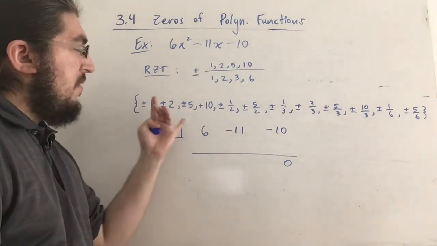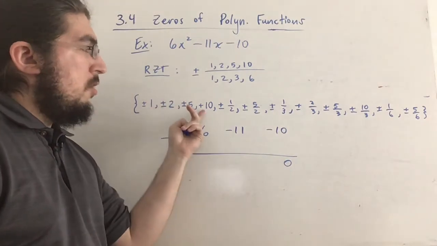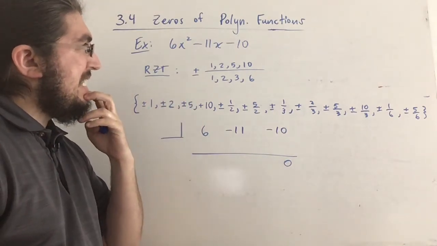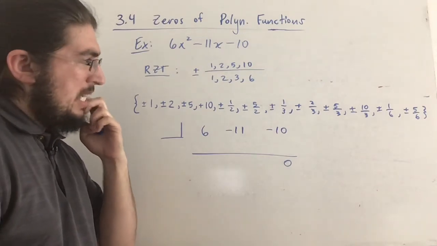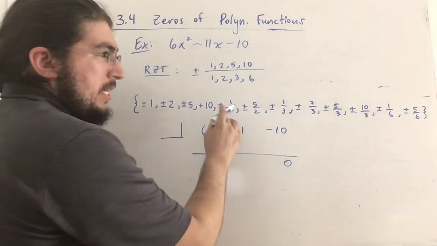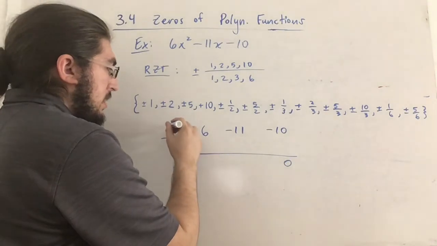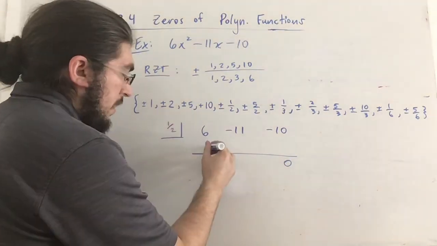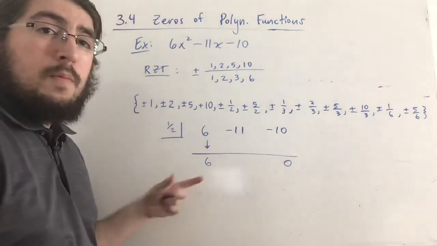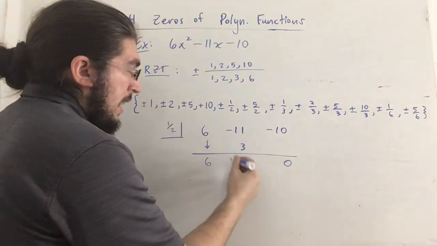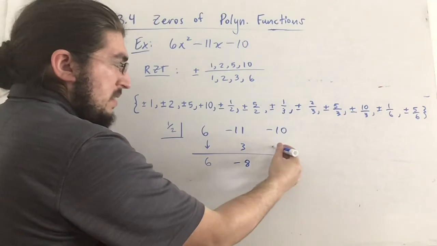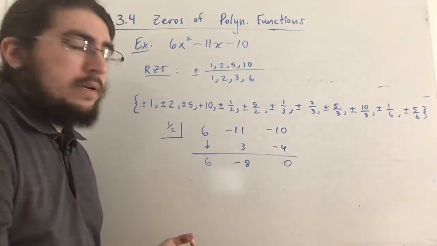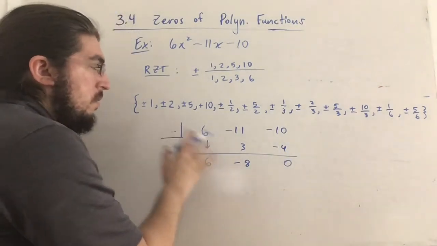Now I'm fairly certain none of these first 4 will work, and I'll talk about a little bit later how I know that. But for right now, I'm just going to try to go with the fractions. So let's do 1/2 first. So bringing 6 down for free. Multiply by 1/2, we get 3. Add these, we get negative 8. And then times 1/2 is negative 4. Doesn't quite work. So 1/2 didn't work.